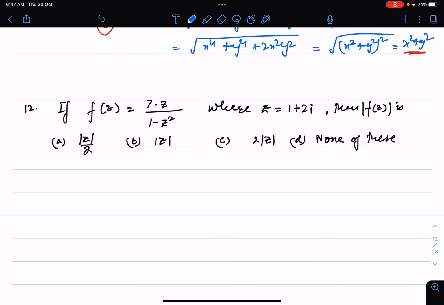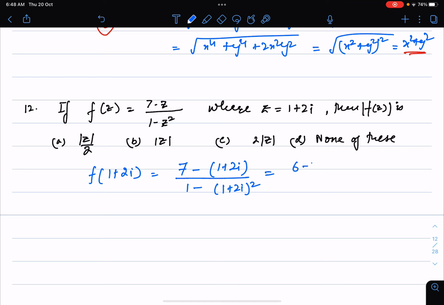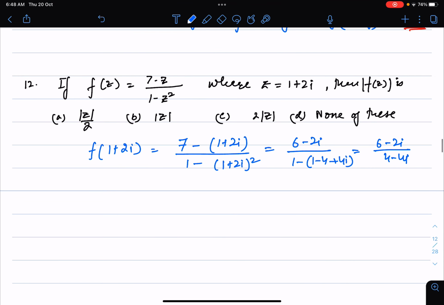If f(z) is equal to this, where z is equal to 1 plus 2 iota, then find mod z. So just plug in the values and find the mod of that. f(z) is equal to (7 minus (1 plus 2 iota)) divided by (1 minus (1 plus 2 iota) square). On simplification, 6 minus 2 iota and 1 minus (1 minus 4 plus 4 iota), so 6 minus 2 iota over 4 minus 4 iota, right? So now we got this f(z).